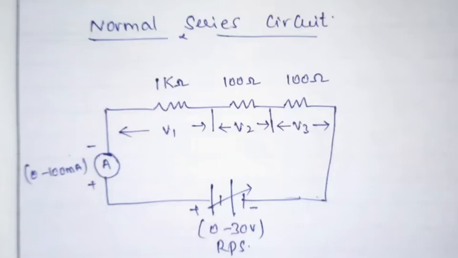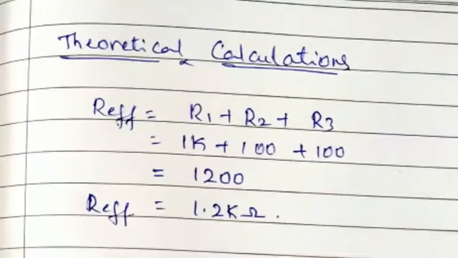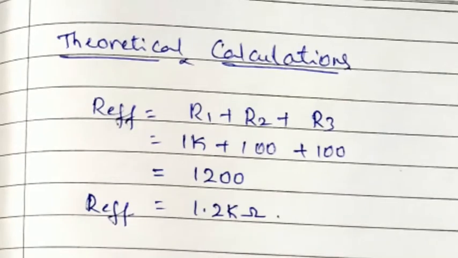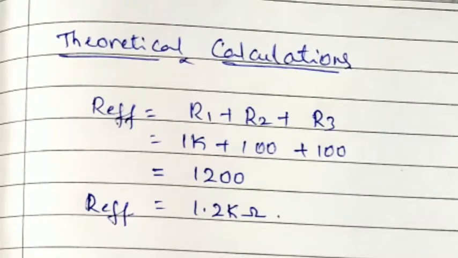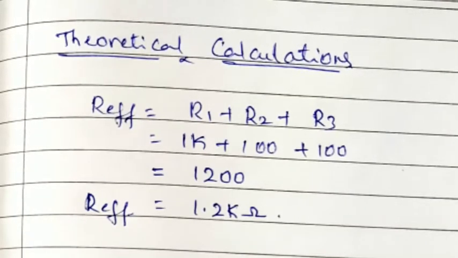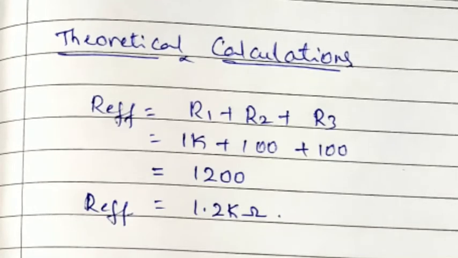So first let us see the theoretical calculation of the circuit diagram. Here we have three resistors connected in series, so the effective resistance can be found by the formula R effective equals R1 plus R2 plus R3. By substituting the values of R1, R2 and R3 in the equation, we get the effective resistance, around 1.2 kilo ohms.